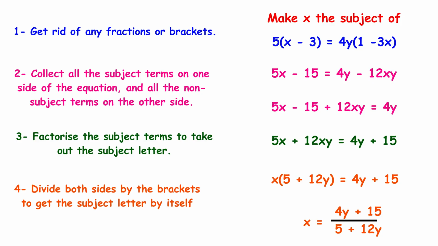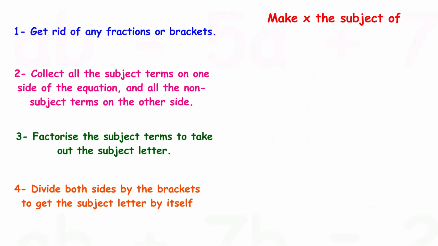So in this case, that means divide both sides by the 5 plus 12y to get x by itself on the left, equaling 4y plus 15 over 5 plus 12y. And at this point, we don't really need these brackets anymore, so we can get rid of them. And this here is our final answer, as we've now rearranged it all so that x is the subject of our equation. Let's try one more using the same steps from before.